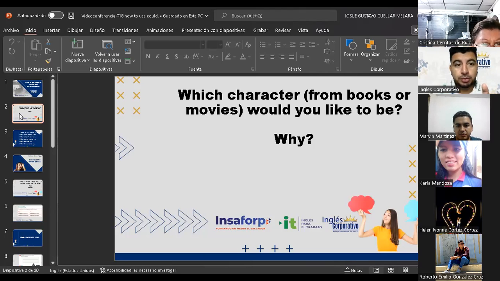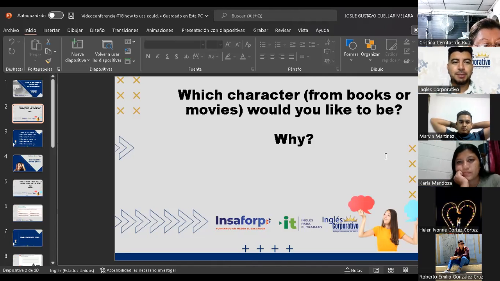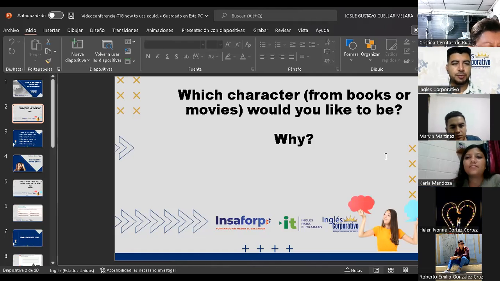But we also have books. I don't know if you like to read very often, but books are better than movies. But it depends on you, on your time, on your pastime, or on your free time, definitely. So let's talk about this. Which character, qué personaje de libros o películas te gustaría ser, and why? So we have different characters. In my case, I would like to be two or three that I really like, but I guess you have more. Let's talk about one, okay?